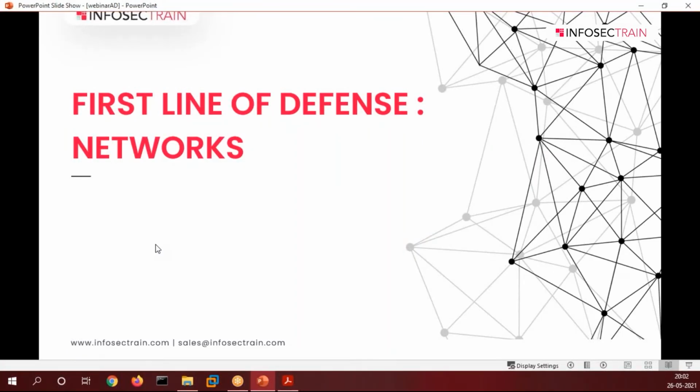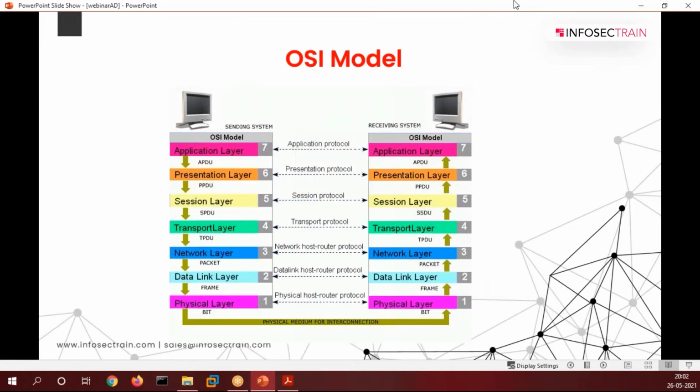So this is about myself, and let me tell you about the agenda of the webinar. Today we will be discussing the OSI model. Then we will move to encapsulation, decapsulation, and ARP, which is Address Resolution Protocol. And then at last we will be talking about the things which we need to understand in defense, right? So let's start with our webinar. The first thing is the OSI model.